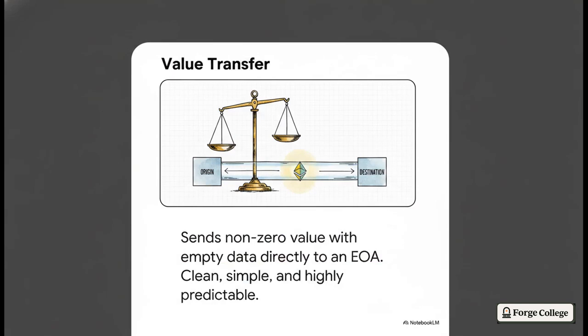The value transfer is, by far, our simplest schematic. You're sending a non-zero value, totally empty data, directly to another EOA. It's the canonical send Ether operation. It just atomically subtracts from your balance and adds to the recipient's without running any complex code. It's clean, simple, and highly predictable.